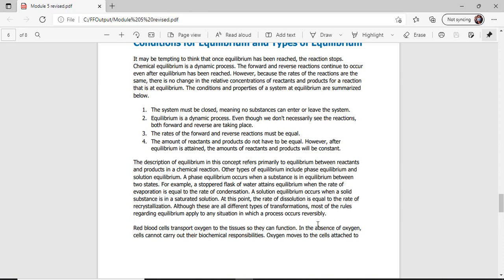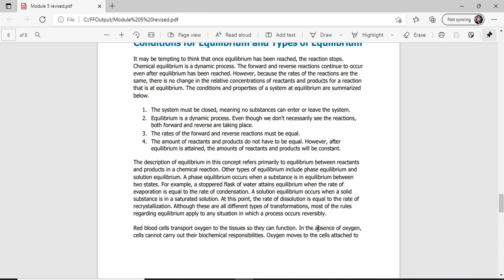For an example, the flask is closed. Okay, if you leave it in a room where the water evaporates, you will see that condensation forms, water droplets on the side of your flask. It means that as your water evaporates, the water at the bottom goes down, but you see the water is on the side wall of your flask.